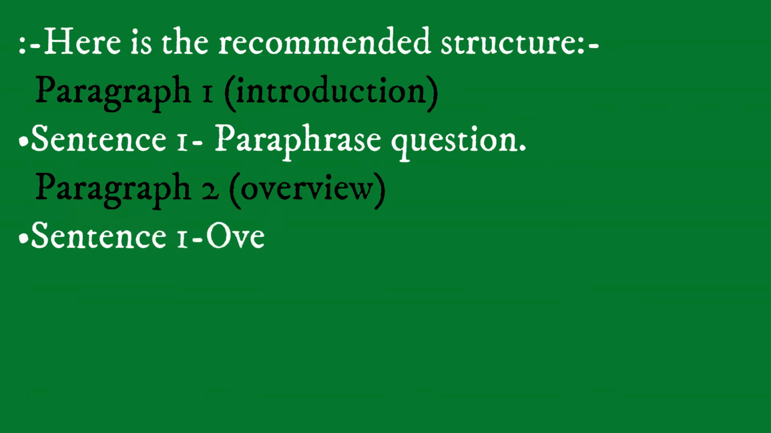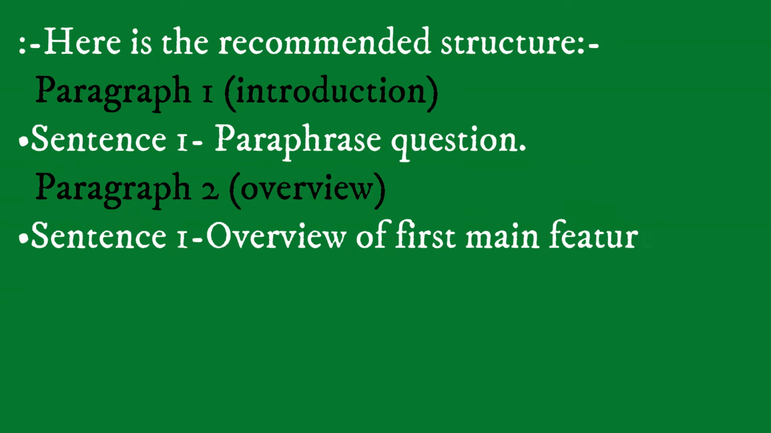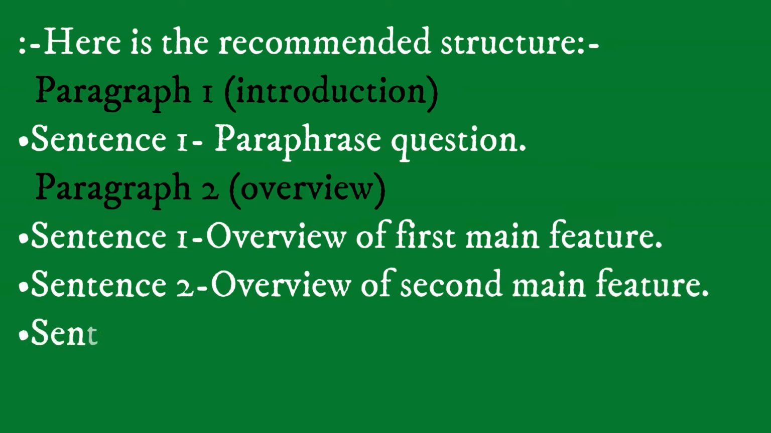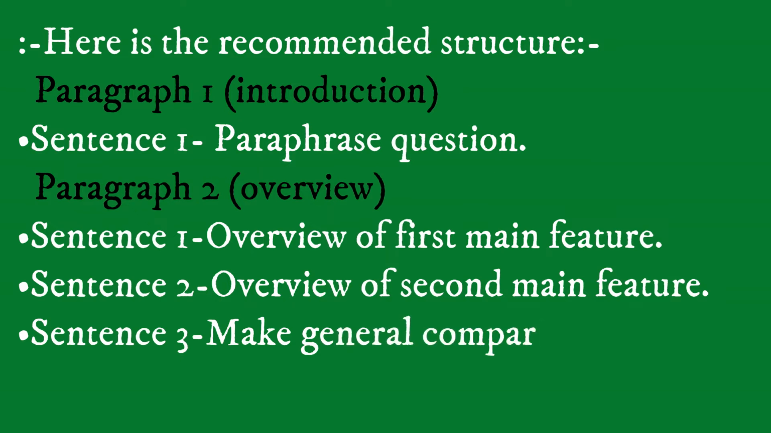Paragraph 2 should be the overview. The overview is basically the summary of your whole task, what this task is all about, and it is generally the most important part of your writing. So in the first sentence, you can write the overview of the first main feature. In sentence 2, you can write the overview of the second main feature. And in sentence 3, you can make a general comparison if appropriate. You can also write the whole overview in one sentence if you want.